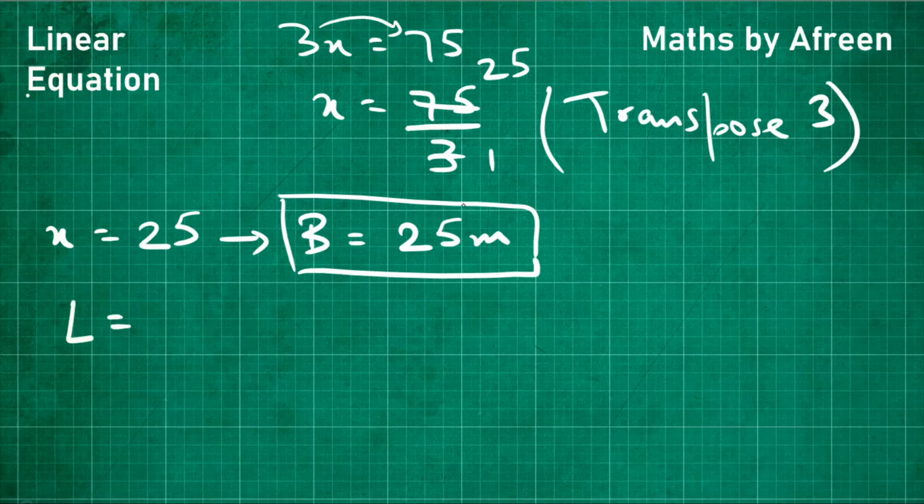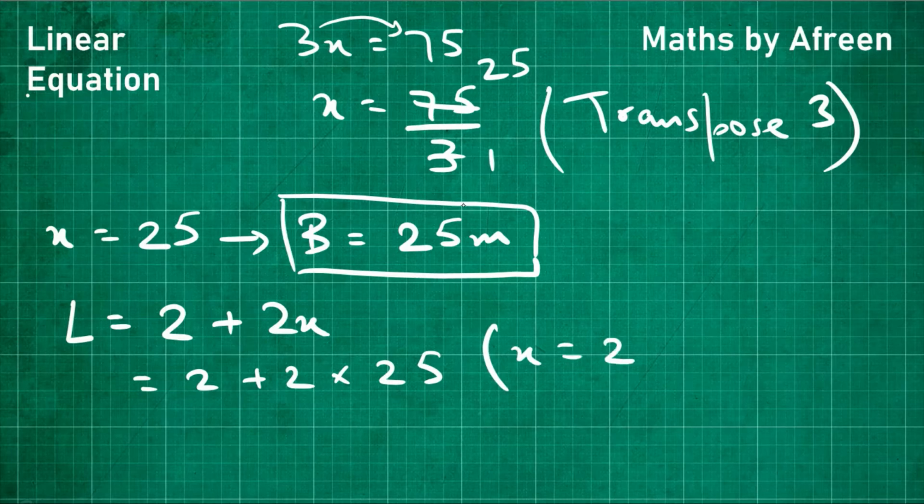What was the value of length in terms of breadth? 2 plus 2x, if you remember, where x is now 25. So we will put the value of x, 2 plus 2 into 25. I will write here as x equals to 25. Now solve this. 2 plus 2 into 25 will be 50. We will multiply first according to the BODMAS rule.